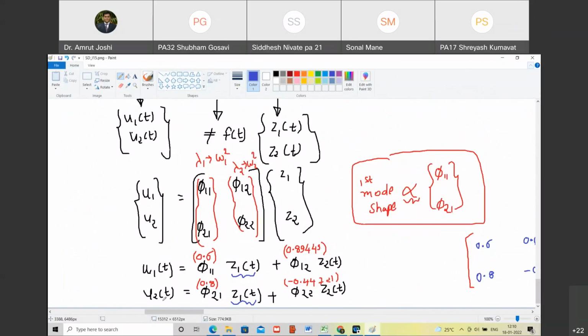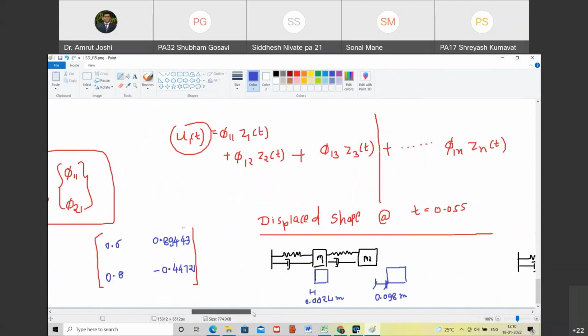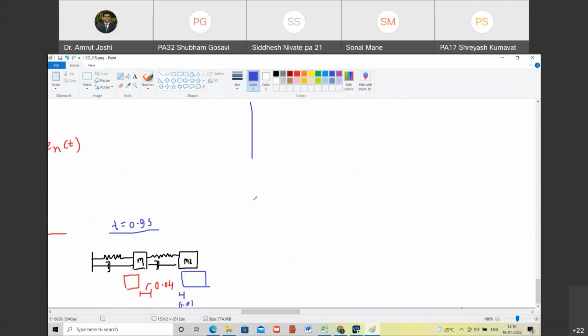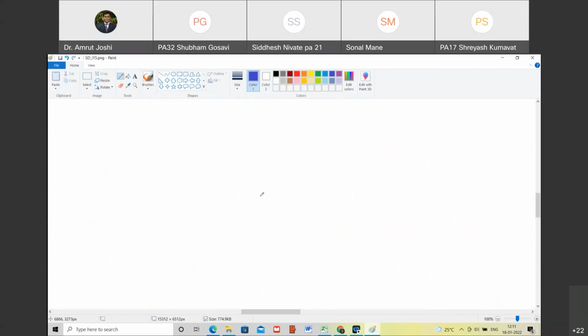And what is that frequency? That is the frequency of the first mode. Do you agree with me? Yes, sir. So how do we now define mode shape? Let us define it once here. So let us try to define what we mean by mode shape.